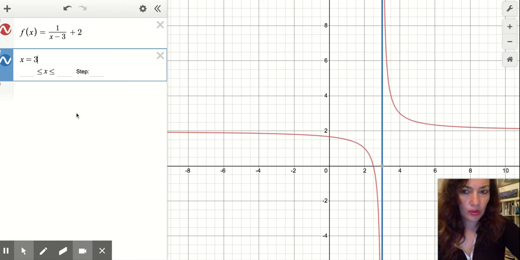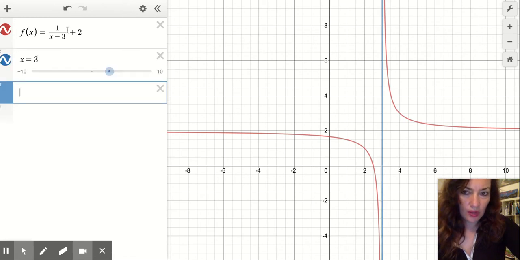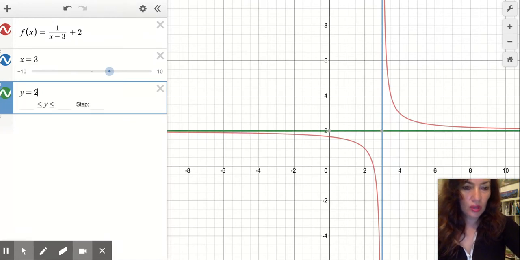And what is our horizontal asymptote? Well, you can see here that if this fraction can never be 0, then y can never be equal to 2. So you can look on the horizontal along 2, and we can see that our horizontal asymptote is y equals 2. So what does this mean?